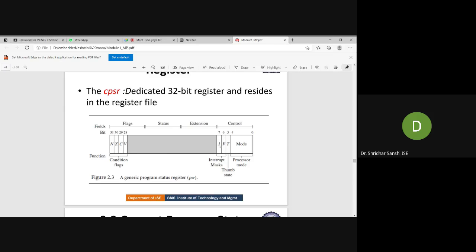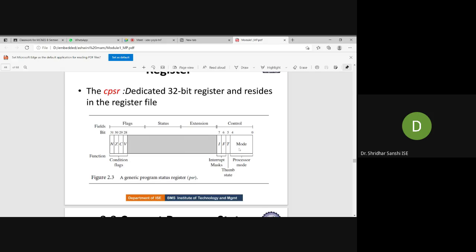If T is set to 1, it means that whatever instruction the processor is executing belongs to the thumb instruction set. When I say it is a thumb instruction set, how many bits is it? 16 bit. If T is equal to 0, it means I'm using the ARM instruction set, and the length is 32 bit.